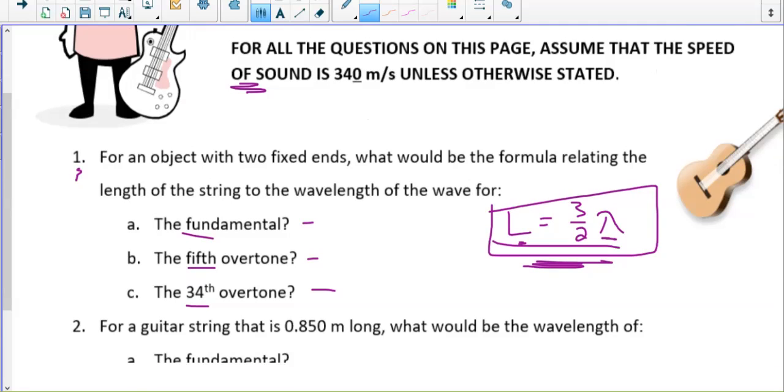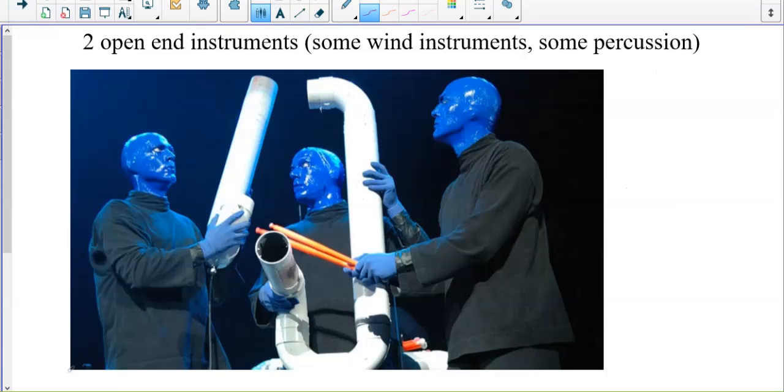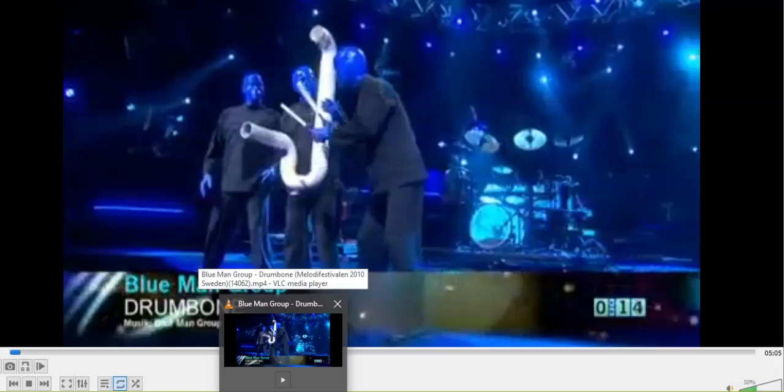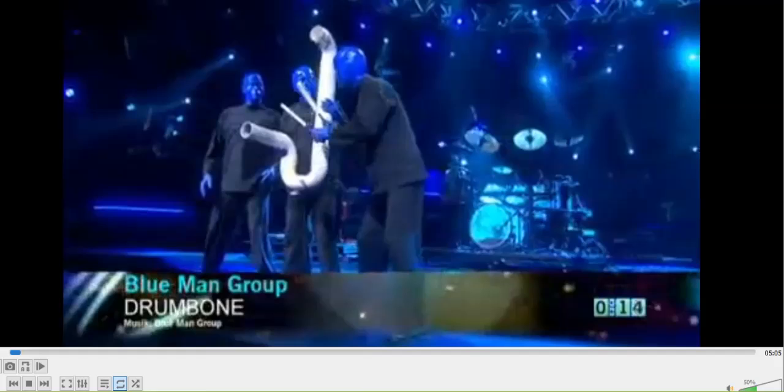Question 2 is more like the problem that we did together in this video. So other types of instruments. So there's lots of different types of musical instruments. It would be a 2 open-end instrument. And for that, for the most part, they're often percussion instruments or some wind instruments like organ pipes or I've been told a bassoon. I've never actually seen a bassoon in person, but when I think of 2 open-end instruments, I usually think of this Blue Man Group and hitting just random objects. So they often turn random things into musical instruments.